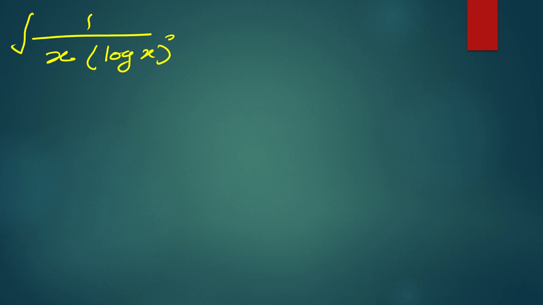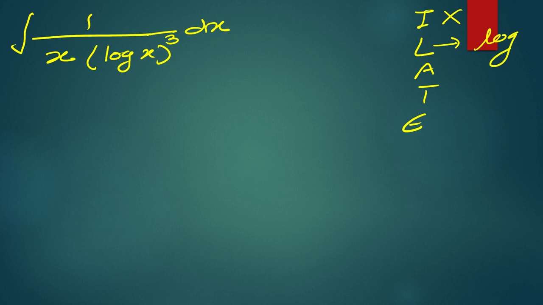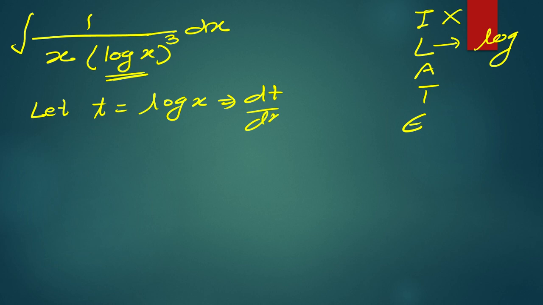Maybe, for example, if we want to integrate 1 over x log of x whole power 3. Now here, if we go with ILATE, we don't have I, because there is no inverse trigonometric function. L means log, and you can see there is a log. So what will we do? We'll take t is equal to log x. What will be the derivative of log x? dt by dx is equal to 1 over x. It means dx is equal to x dt.